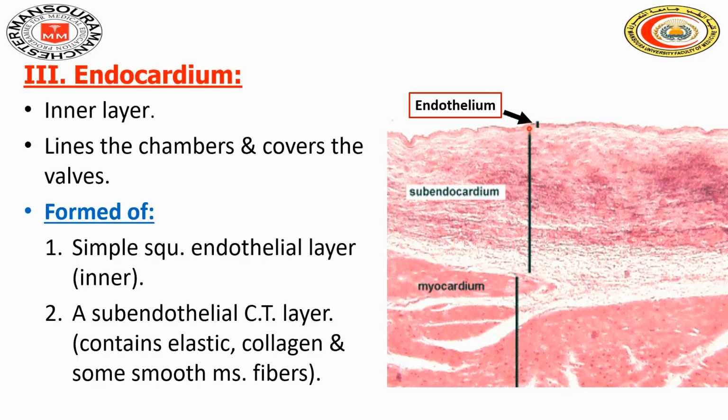Again, it is underlined by connective tissue. This is in general. So here it is also underlined by subendothelial layer. Sub means under, so subendothelial layer of connective tissue. This layer is characterized by containing elastic fibers, collagen fibers, and some smooth muscle fibers. Here is the layer just directly under the endothelium. It is a subendothelial connective tissue containing what we mentioned regarding the fibers and some smooth muscle fibers.